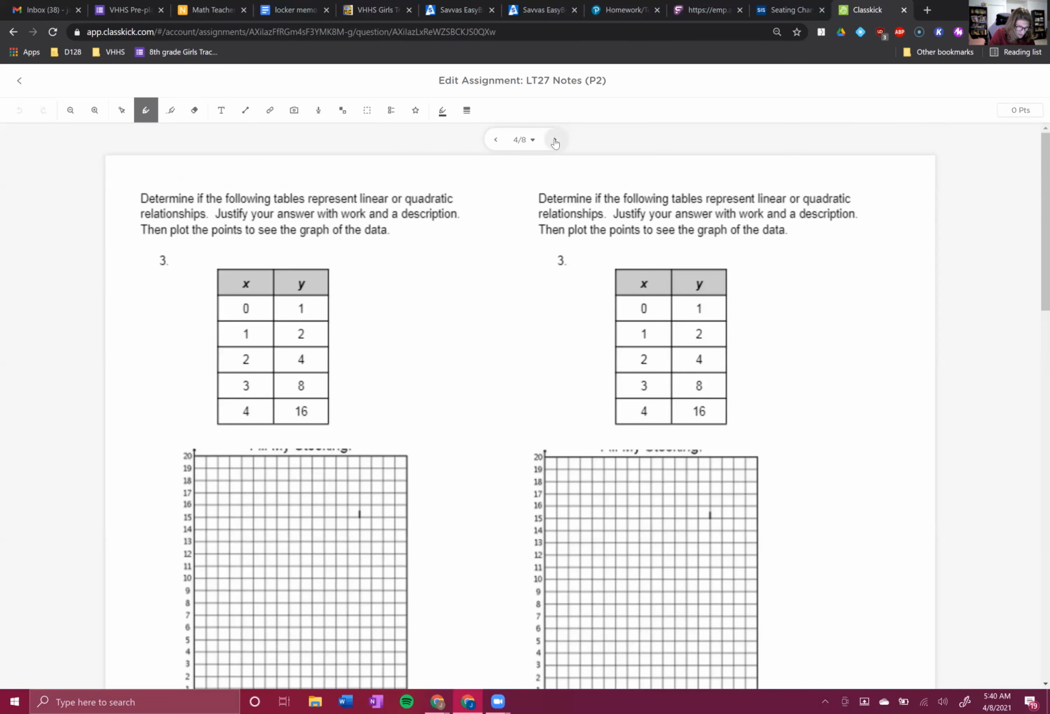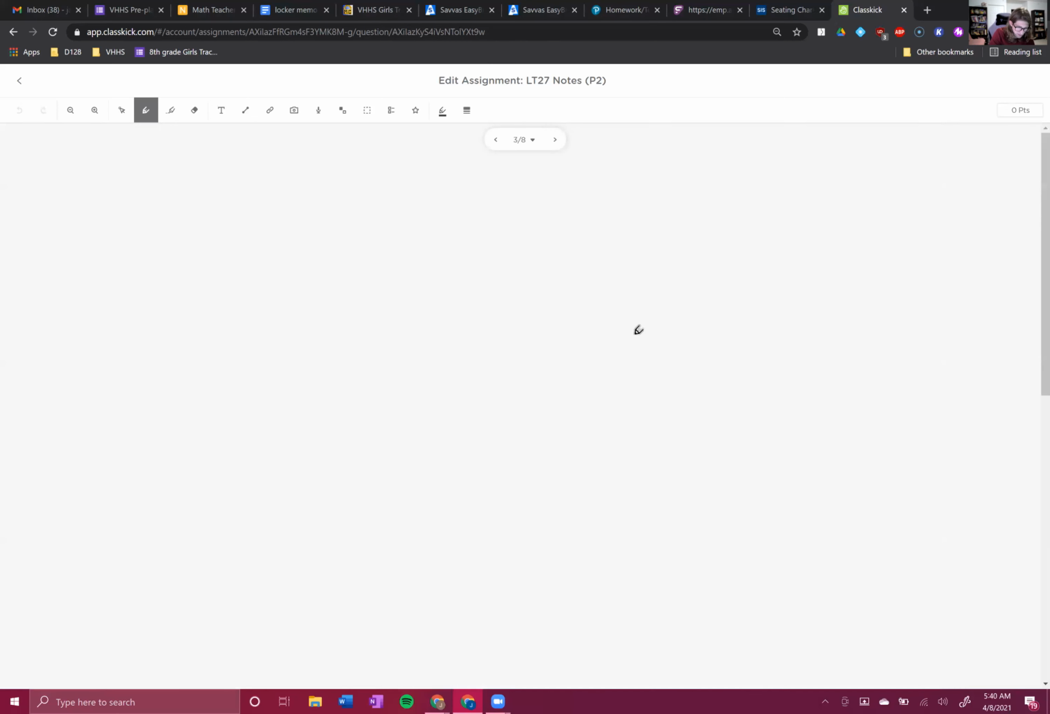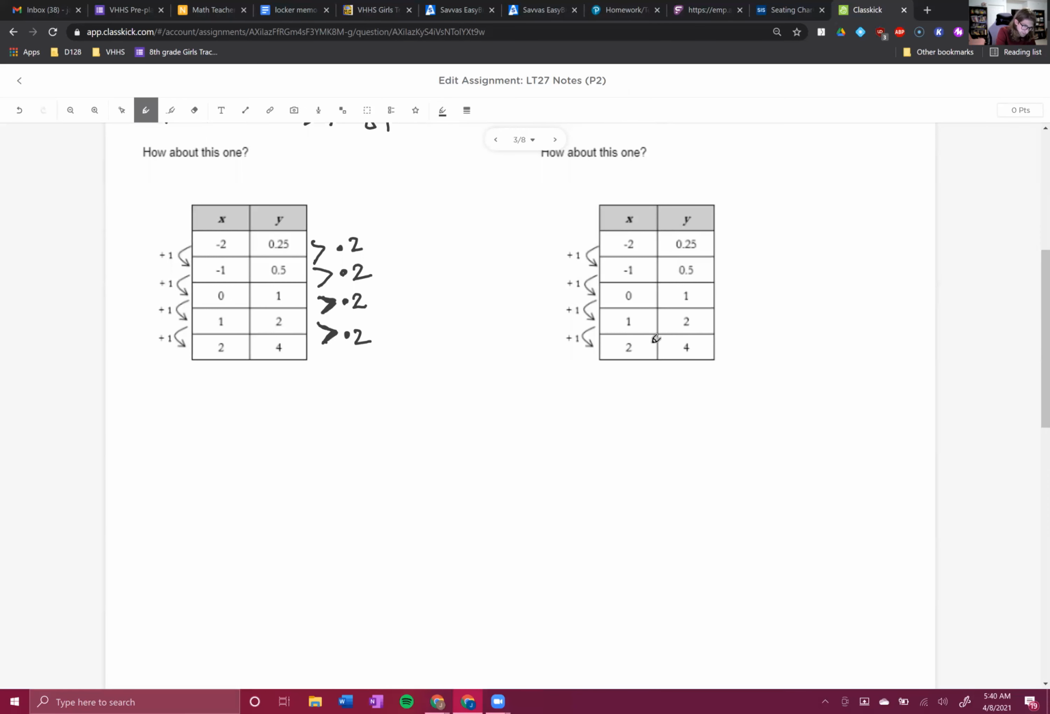So that kind of relationship, maybe I'll say it. This is going to be our exponential relationship. Exponential is going to be that one where you see the multiplying pattern. It's not supposed to be an F, that's supposed to be a T.